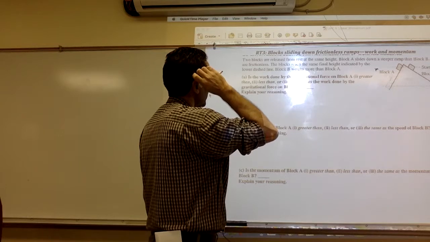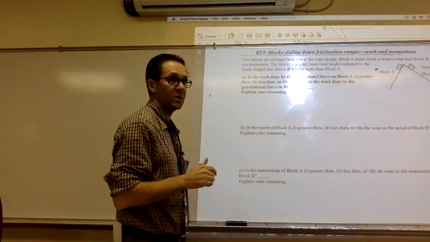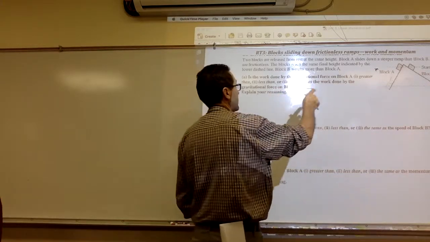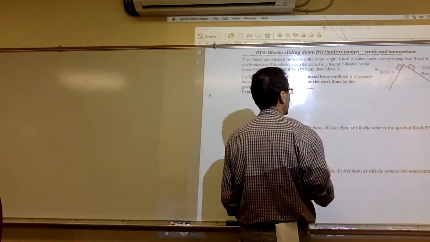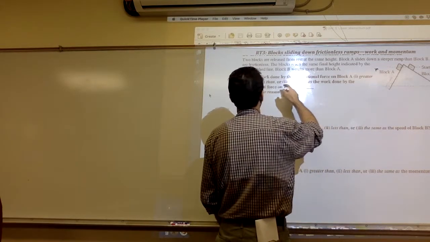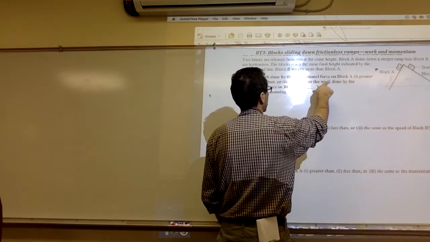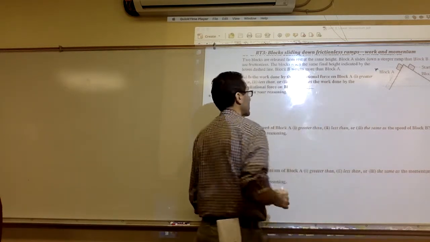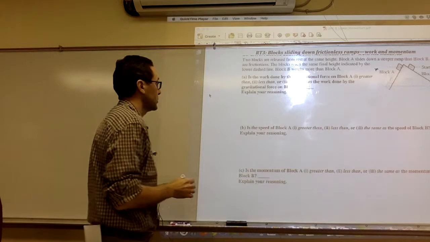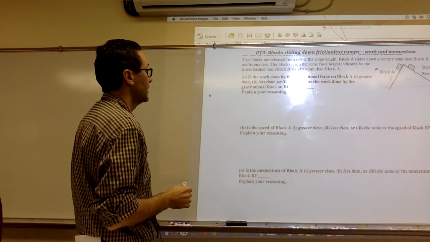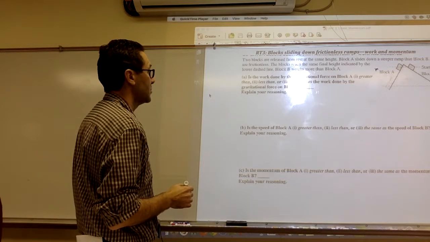Well, the work done by gravity is just going to be mg times h. So for this case, more work is going to be required on block B. So the work done on block A is less than. So the answer is 2. Is the speed of block A greater than, less than, or the same as the speed of block B?